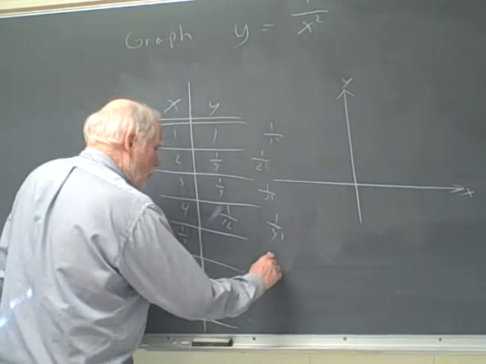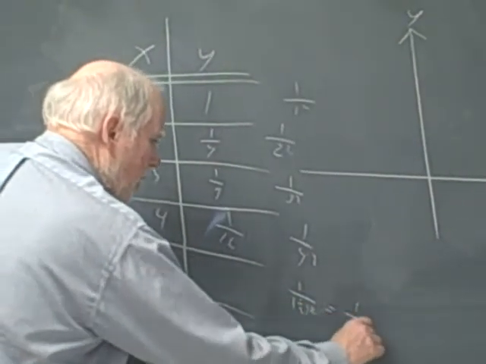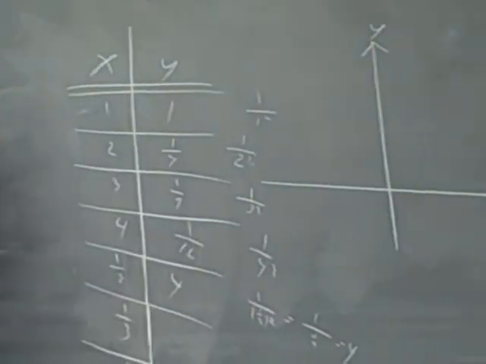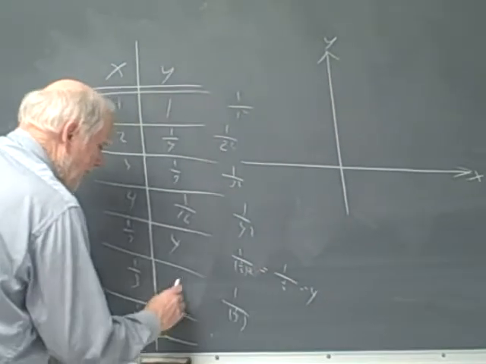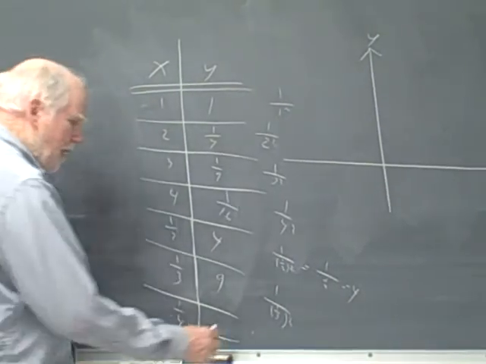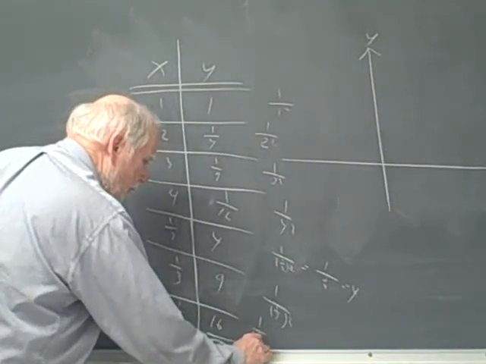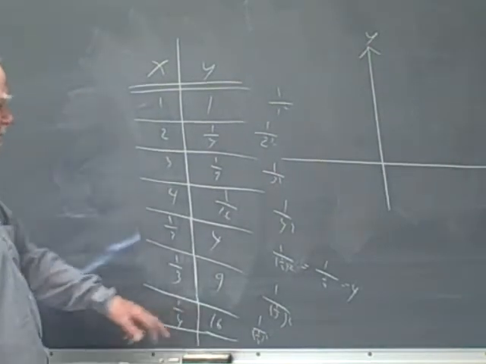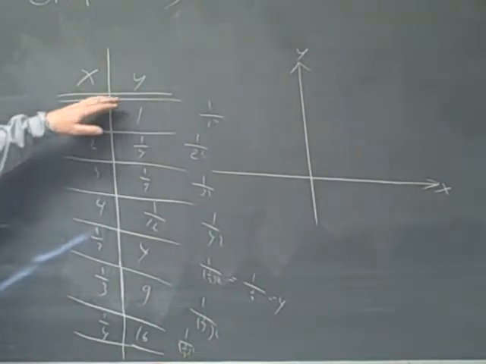Now, if I put in 1/2, I'm going to get 1 over 1/2 squared, which is 1 over 1/4, which equals 4. If I put in 1/3, I'm going to get 9, and in the case of 1/4, I'm going to get 16, because 1 over (1/4) squared is 1 over 1/16, which gives me 16. So the behavior is, as I move out to the right, it gets smaller and smaller.